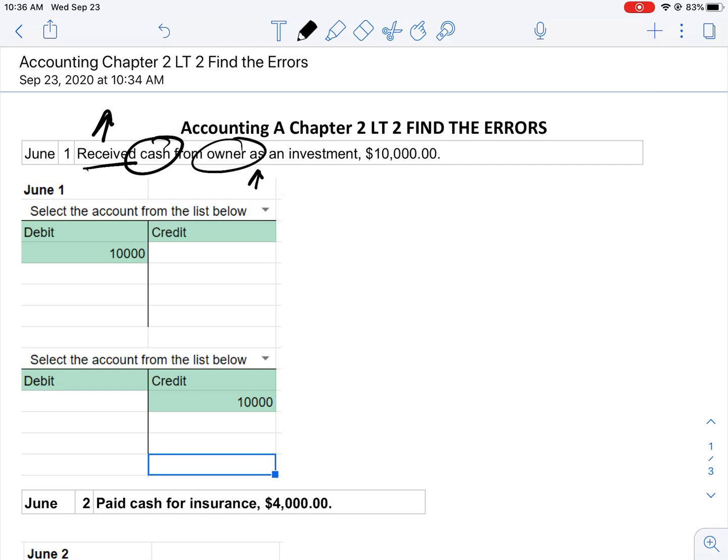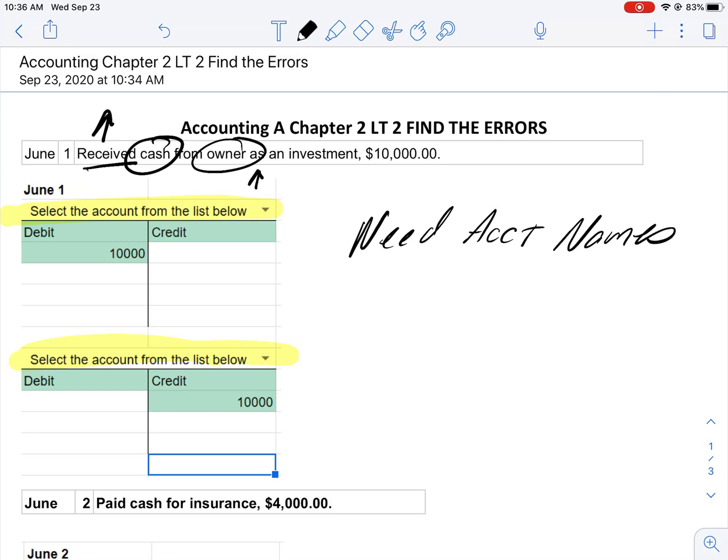So if you take a look at what the students submitted here, where are the errors? Well, it looks like they've got their debits and credits labeled. Looks like they have a debit and a credit there. However, they do not have their account names. So on this one, we need some account names.